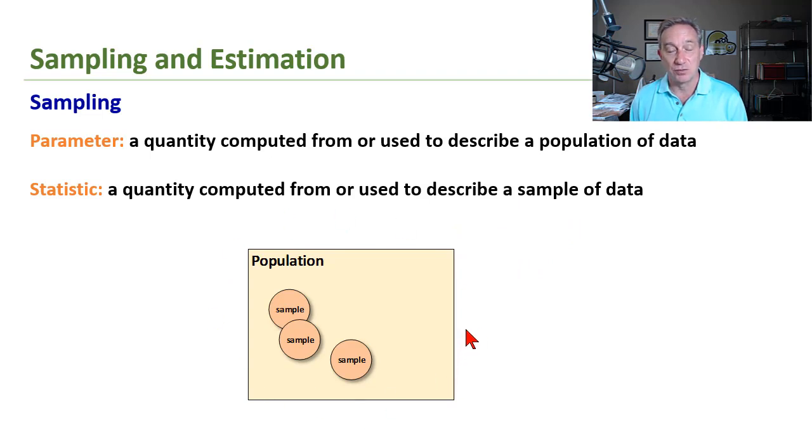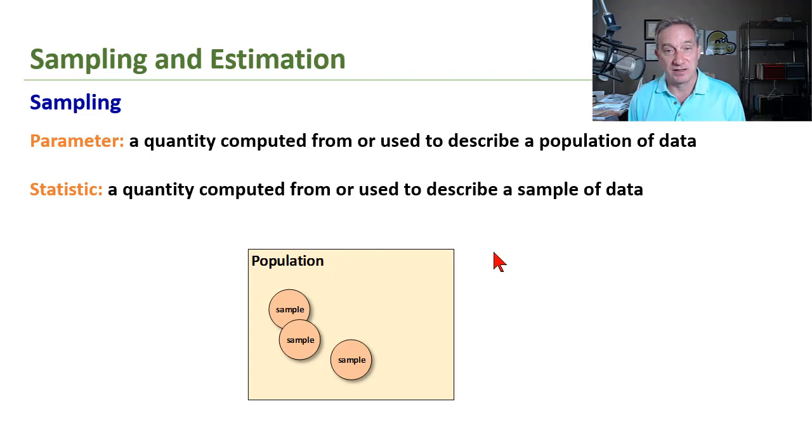So here's a simple visualization where the population is represented by the rectangle. So recall, the population represents the total set, the complete set of all of the outcomes or all of the members. And in practice, it's oftentimes unrealistic to access the population, or it may just be expensive. So in many practical use cases, we're dealing with the sample and we're trying to infer something about the population from the sample. So in this diagram, the sample is represented by the small circles.